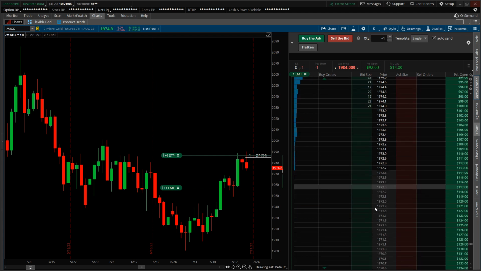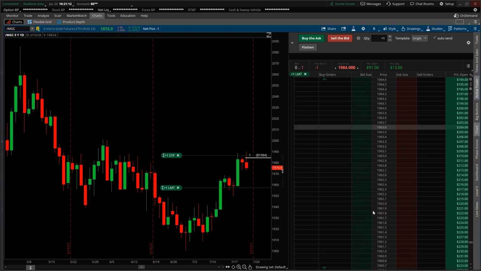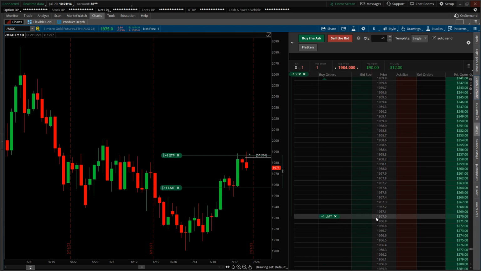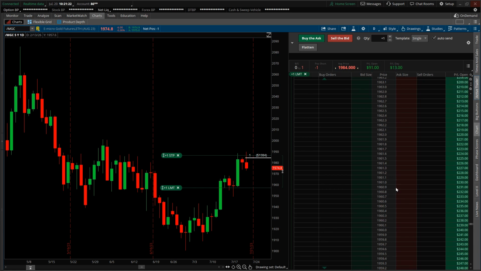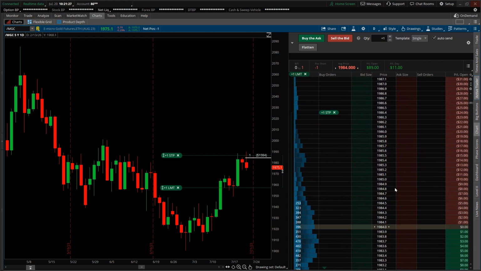Also, if I scroll down to where this limit order is, my take profit, that's pegged to $1,957, and that would be a take profit target of $270. So on the other side, my stop is very narrow. It's pegged to 1,986.4, which is a $24 loss, not including commission.